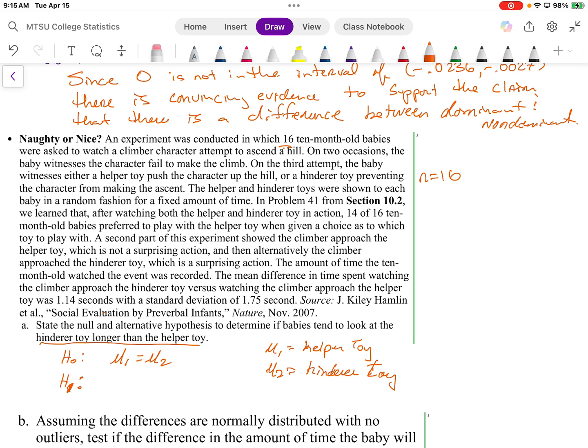I thought about using the H's, but that didn't help. Again, in the alternative hypothesis, they ask that the babies looked at the hinderer toy longer. So that would be mu1 is less than mu2. So helper is shorter than the hinderer.